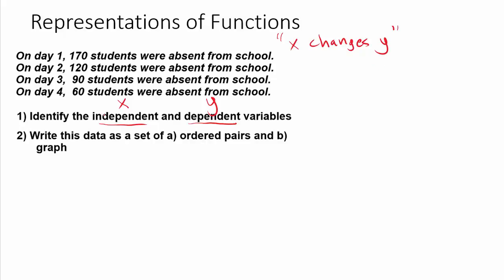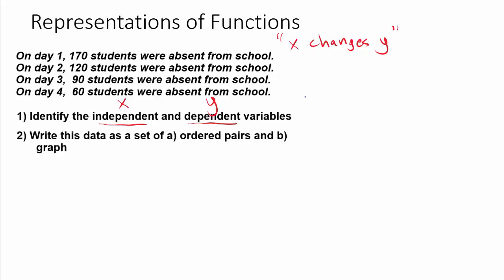If we look through this here, it says identify the independent and dependent variables. First off, it says on day 1 there were 170 students absent from school. On day 2, 120 students were absent from school. On day 3, 90 students were absent from school, and on day 4, 60 students were absent from school. So we're going to identify the independent and dependent variables.